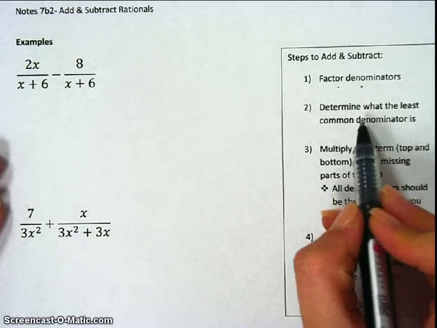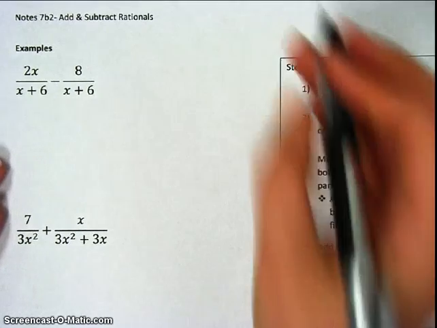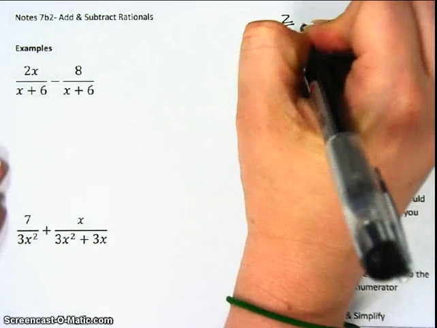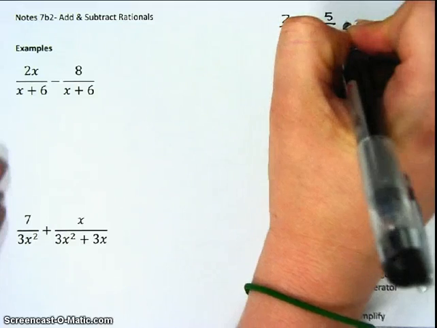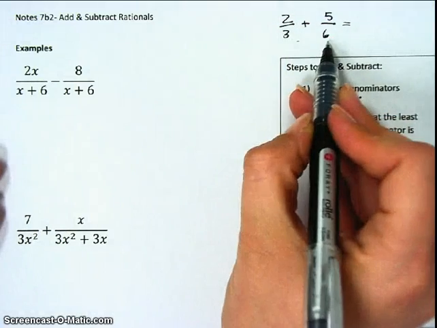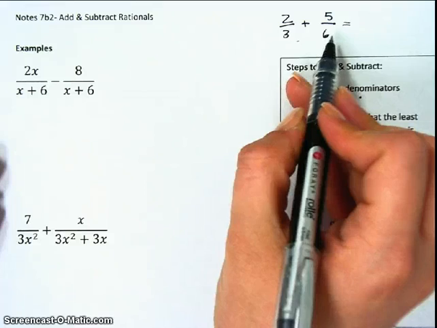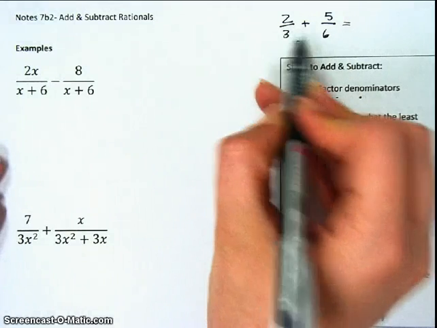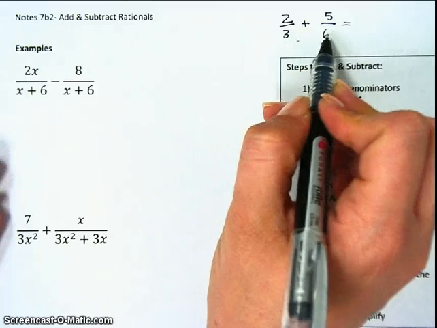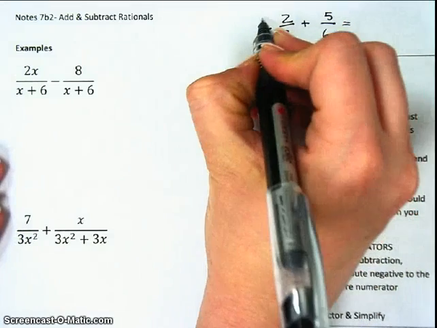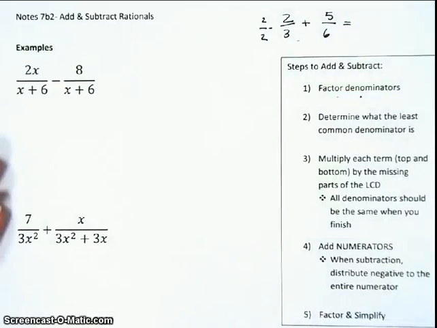We're going to need to figure out what the least common denominator is. So for instance, if we have 2/3 plus 5/6, our least common denominator would be 6. So we don't have to change both of our denominators in this situation. We would just want to change this 3 to have a denominator of 6. In order to do that, we'd multiply top and bottom by 2.